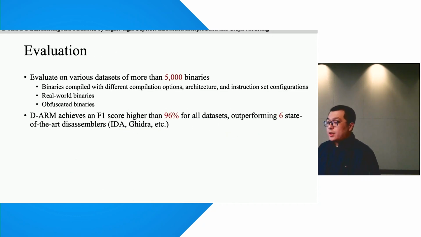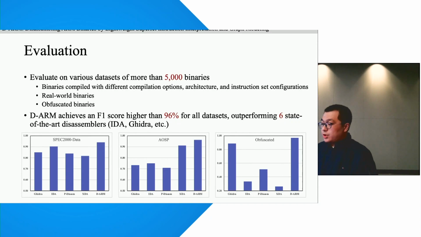In the evaluation, we compare with 6 state-of-the-art disassemblers on different data sets, such as binaries compiled with different compilation options, architecture, and instruction set configurations. We also evaluate on real-world binaries and obfuscated binaries. Here, we show partial results compared with 4 famous disassemblers on the 3 most challenging data sets. The x-axis is the tool name, and the y-axis is the F1 score. We can see that our tool has stable performance on different data sets and has the highest F1 score among all tools.